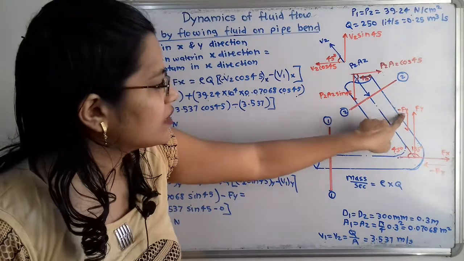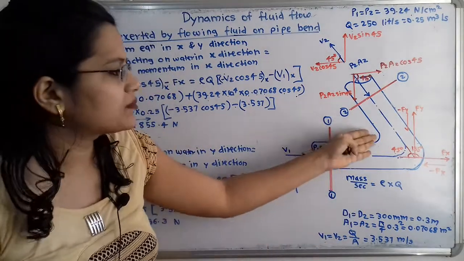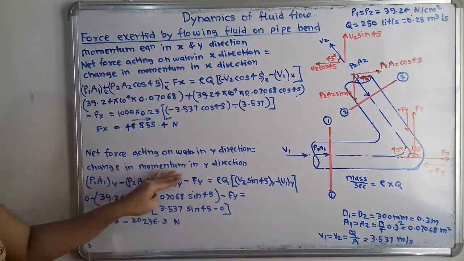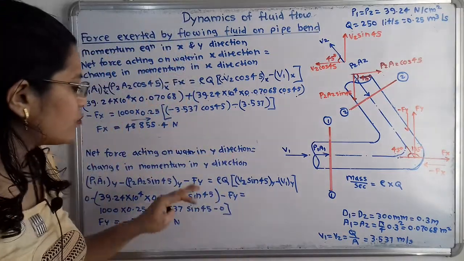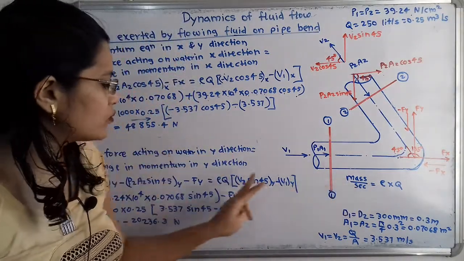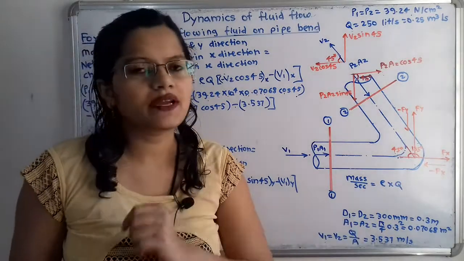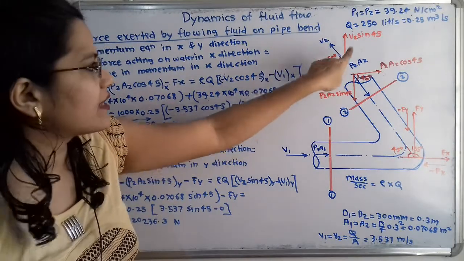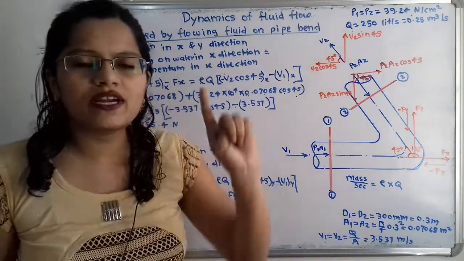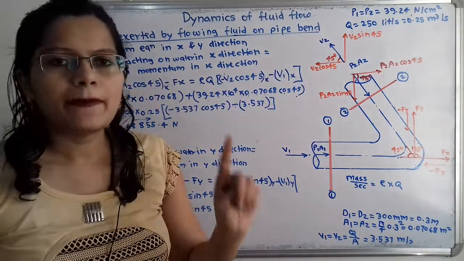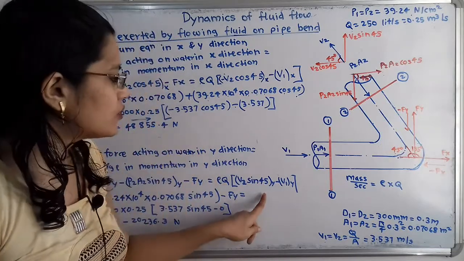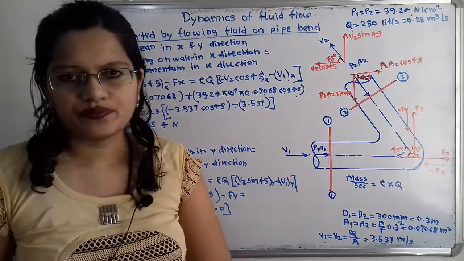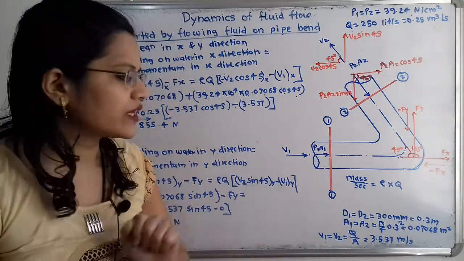Now what is Fy? The pressure force applied by this bend on water is also in downward direction. So we take minus Fy equal to change in momentum in y direction. So we have to take mass per second, that is rho into Q, multiplied by final velocity minus initial velocity. What is the final velocity? V2. Its vertical component in y direction is V2 sine 45. It is in upward direction, so we consider positive sign. Minus, what is the initial velocity? Initial velocity is V1, and its vertical component in the direction of y, so we take suffix y.